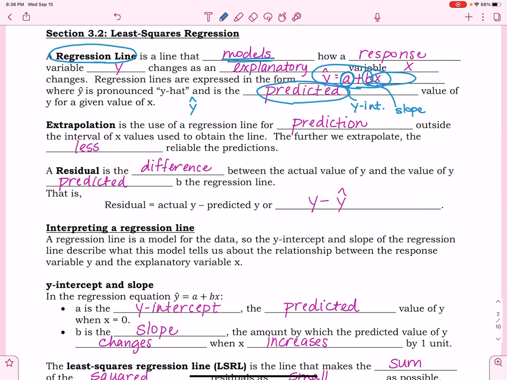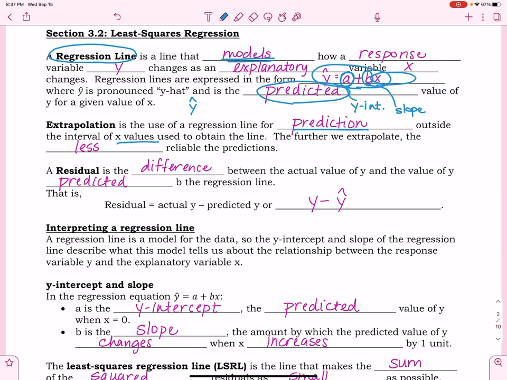So, leading into extrapolation, what is extrapolation? Well, extrapolation just occurs when you're trying to make a prediction too far outside the domain, that's your x values, because the farther out you get from the domain of your data, the less reliable your predictions will be. So you just have to be a little cautious with that.